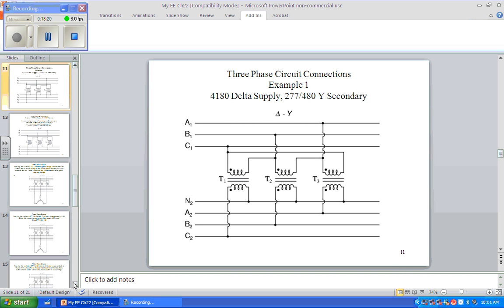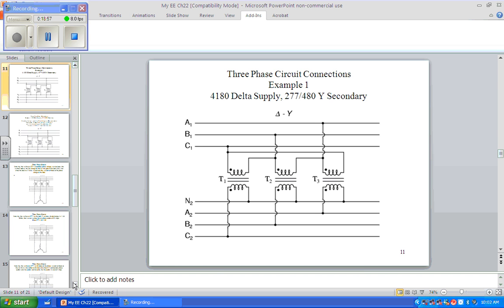All right. Now we want to look at three-phase circuit connections, and as an example, we're going to look at a 4180 delta supply. It's fairly high voltage. You wouldn't normally touch the 4180 because you're not on the line crew. And the line crew is not going to touch the 4180 because that's at 5,000 volts. It'll jump a pretty good arc. So the 277-480 is the only one you might actually measure the voltage at. You would not measure the voltage on the 4180 side.